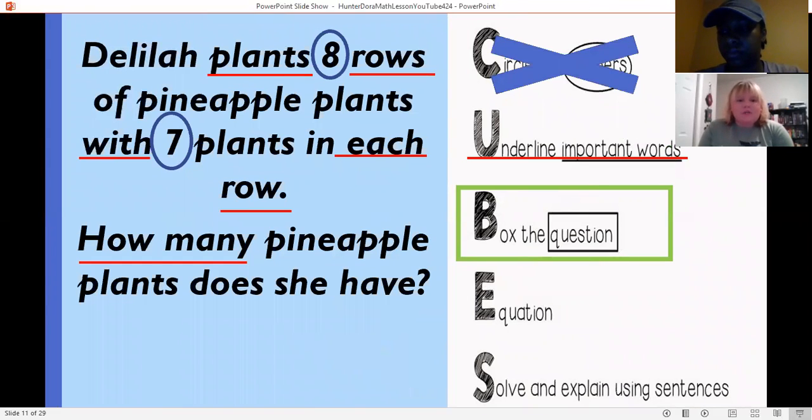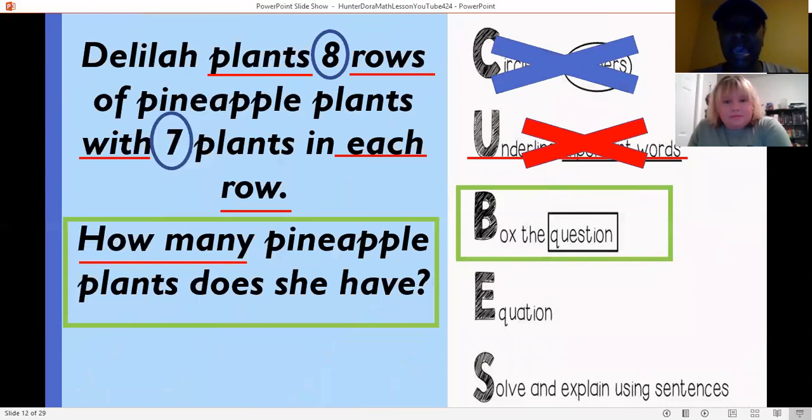All right. As you can see on this slide, we have underlined some of those important words. We've underlined plants because we know that that's kind of like our unit. That's what we're talking about, our plants. We've underlined rows, the word with, and each. And each is one of those clue words that help determine what operation we're going to use. And we've also underlined the words how many. All right, we will move on to E, and I will let Miss Dora explain this next slide.